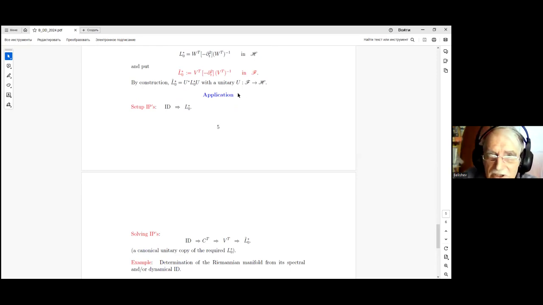How does this machinery work in applications, in inverse problems? First of all, we set up the inverse problem as follows. It is just a generalization of a lot of concrete inverse problems in applications. Given inverse data, spectral data, dynamical data, wave function, characteristic function, Dirichlet-to-Neumann map, hyperbolic Dirichlet-to-Neumann maps, and so on, we have to recover the operator L0, or the same L0 adjoint. This is a statement of the class of inverse problems.